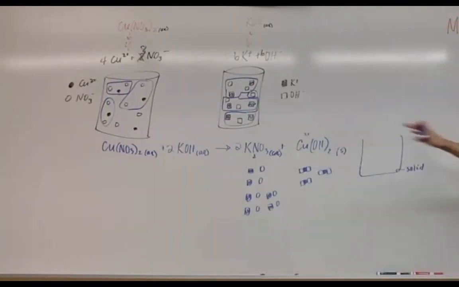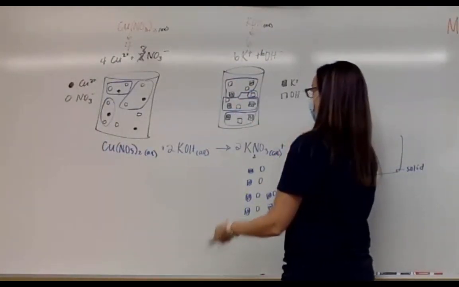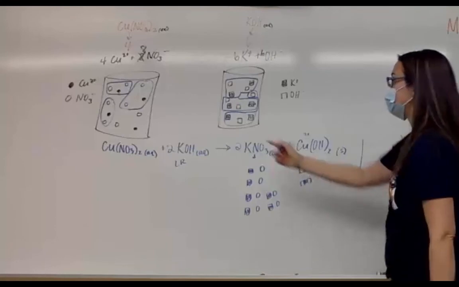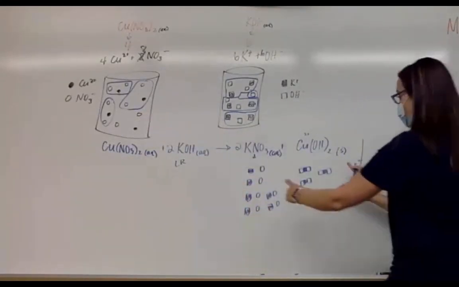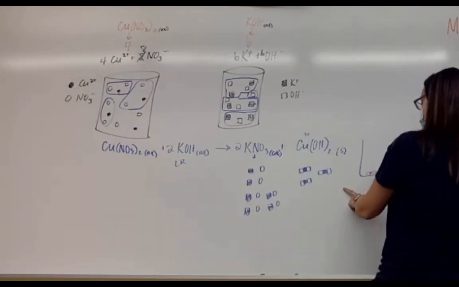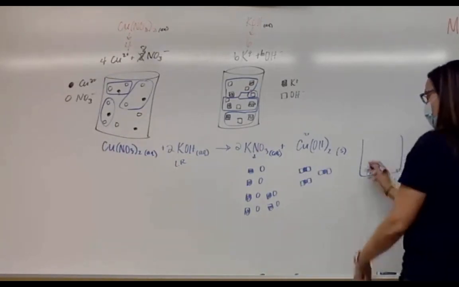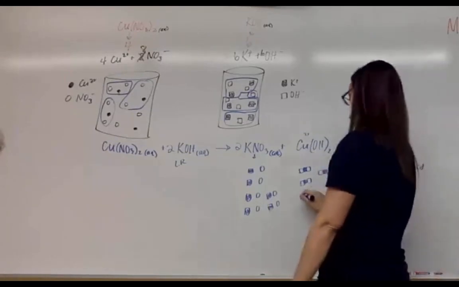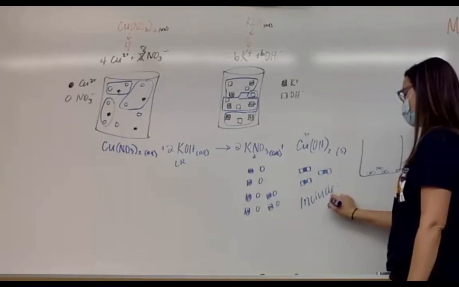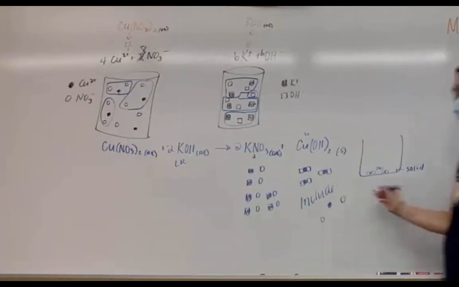Now, can I do this reaction again looking at the reactants? No. Why? Not enough KOH. KOH is my limiting reactant here. But I still have some excess here. So when I put this all into a beaker, I put my solid at the bottom. So I have three solids at the bottom. And then I put my ions up here. I need to make sure to include one Cu2+ and two NO3− because those are my excess.